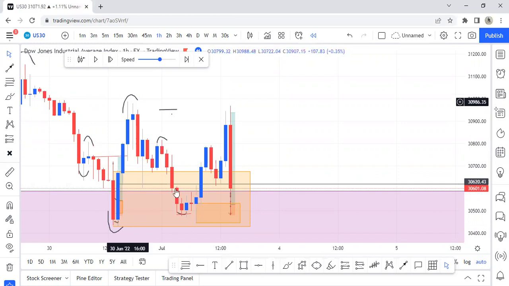So you're looking for price to break the overall highs. So we had lower high, lower low, break of structure, then higher low. Now you have your higher low, so you should target this point.